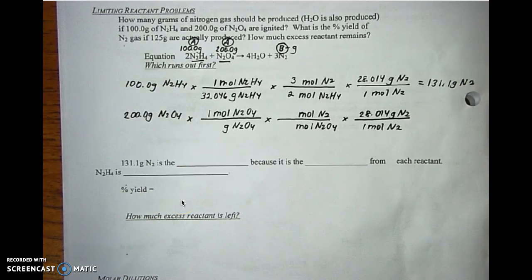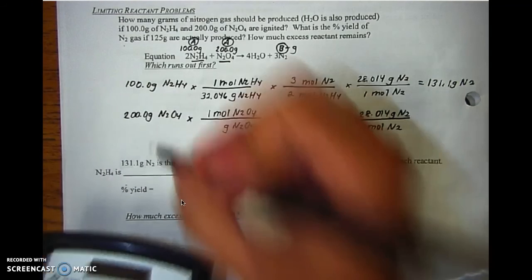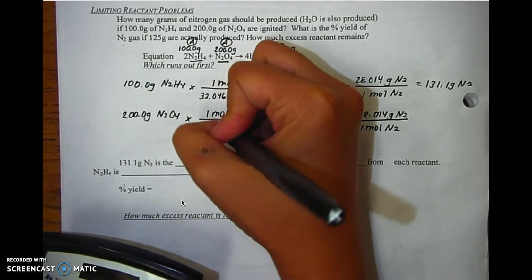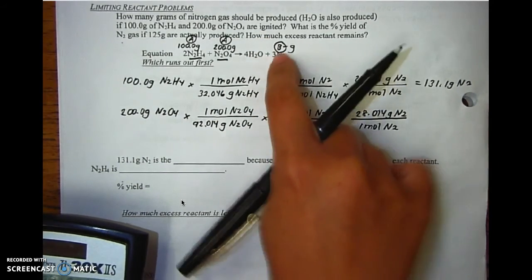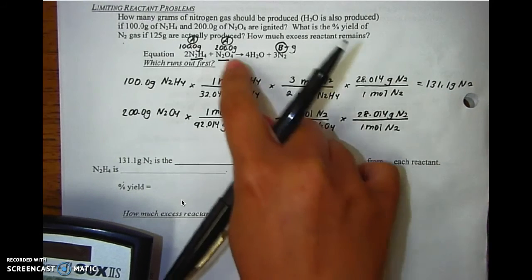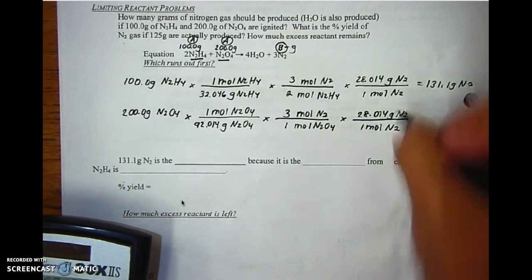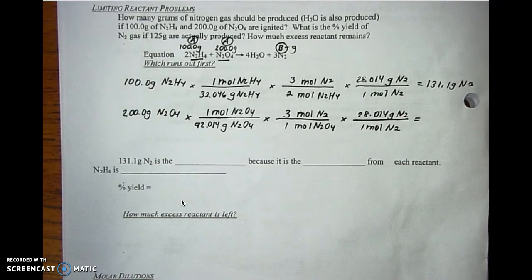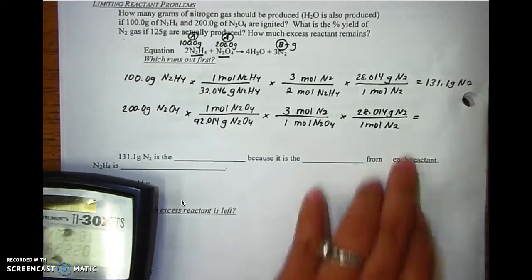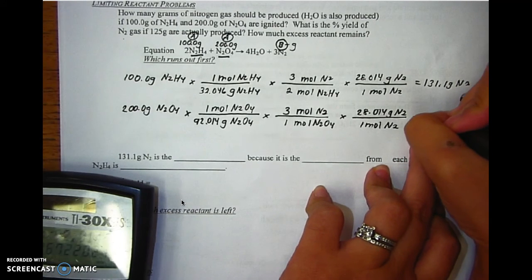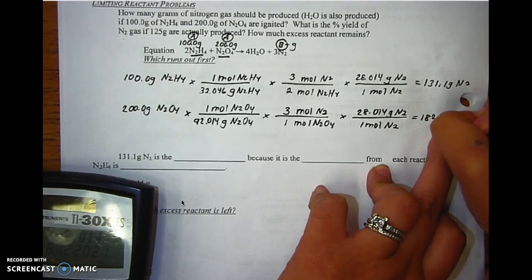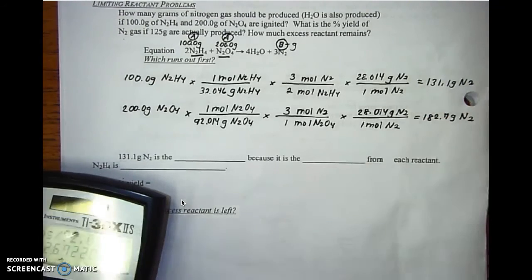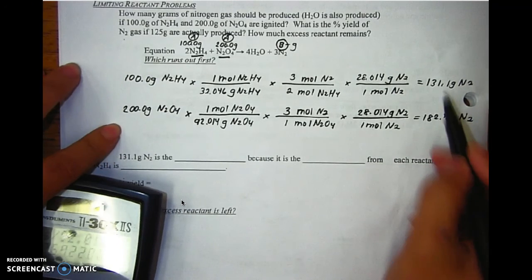The molar mass of N2O4 is 14.007 times 2 plus 16 times 4 from the oxygens. So I got 92.014. And for the moles of N2, we have 3 moles of N2, and the N2O4 is 1. Okay, and we're going to just multiply and divide. So 200 times 3 times 28.014, and we're going to divide that by 92.014. And with 4 sig figs, we get 182.7 grams of N2.